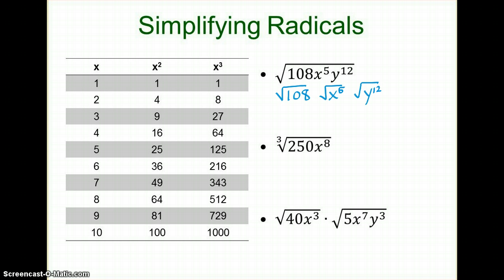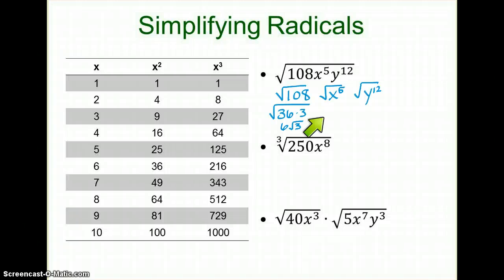Okay, so with the 108, 108 is not a perfect square, so I'm going to check my list of perfect squares over here, and I'm going to figure out if there are any of these that would go into 108. If I do so, I end up with 36 as the largest perfect square that I can get out of 108. 36 times 3 actually makes 108. So when I square root 36, I just get 6, and the 3 doesn't square root, so I get 6 square root 3.